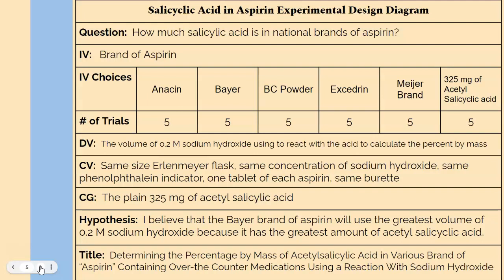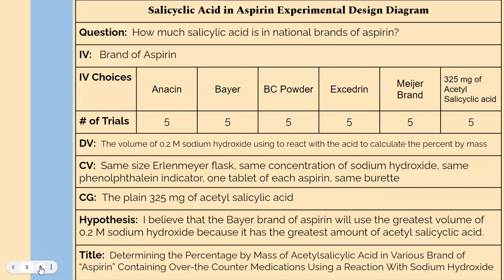So then I say for my hypothesis, I believe that the Bayer brand of aspirin will use the greatest volume of sodium hydroxide because it has the greatest amount of acetylsalicylic acid. That's hard to say. Okay, now notice it's not an if-then, and that's okay. It doesn't have to be an if-then, and eventually you will get away from the if-then. However, you will notice that I still have my choice of IV, and I have the expectation of what the DV is going to do for me. And then, of course, my title is the title that I used before.